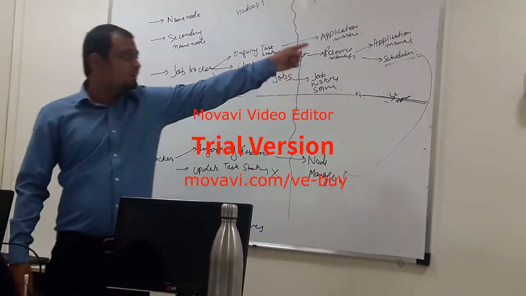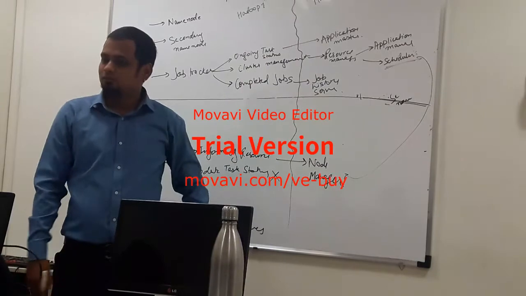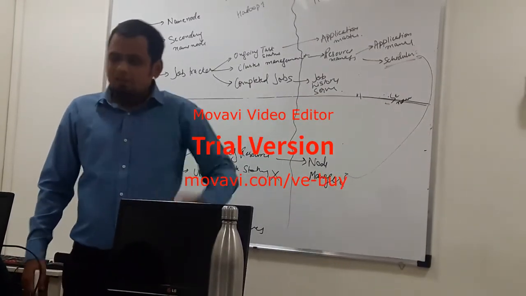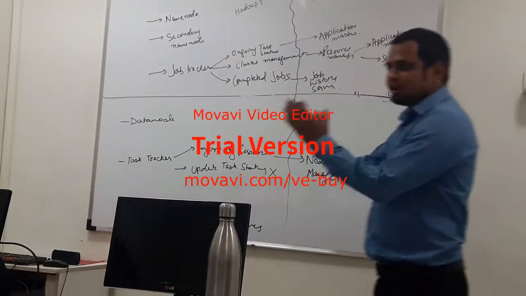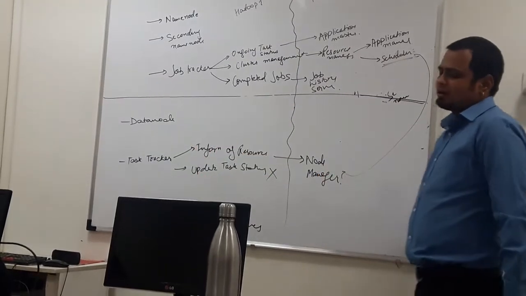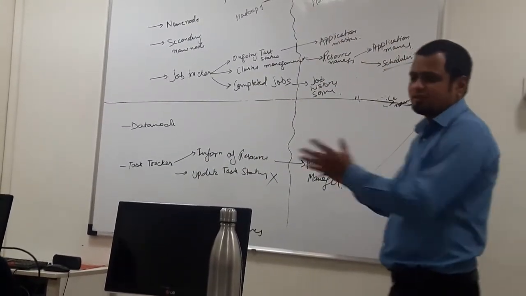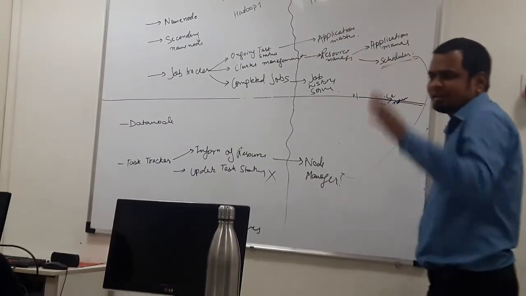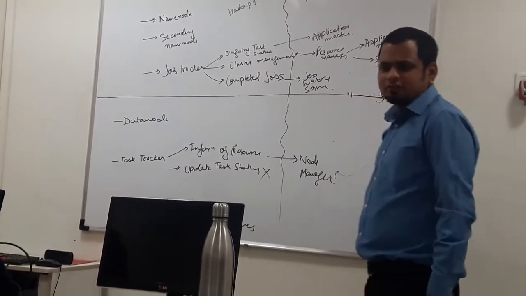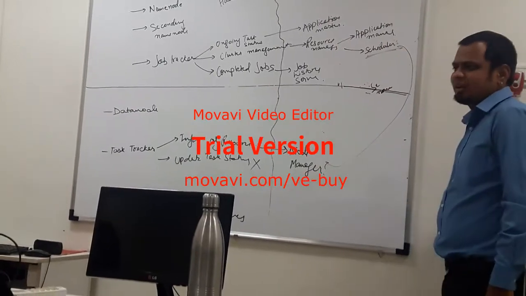That's why I have extended that arrow from scheduler to the node manager. Now suppose I gave a file, scheduler looked at its directory, its register, and found that okay, this one space is available on this particular node. So let me do one thing, I'll store this file on node manager 1. It stored the file on node manager 1.